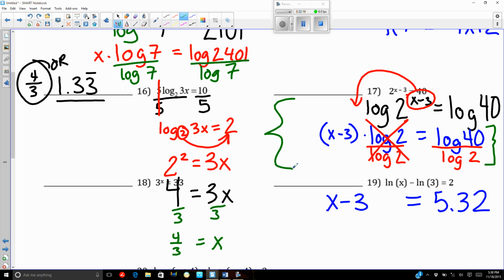And then the last step here, of course, just add 3 to both sides. So x equals 8.32. So that's the answer to 17.